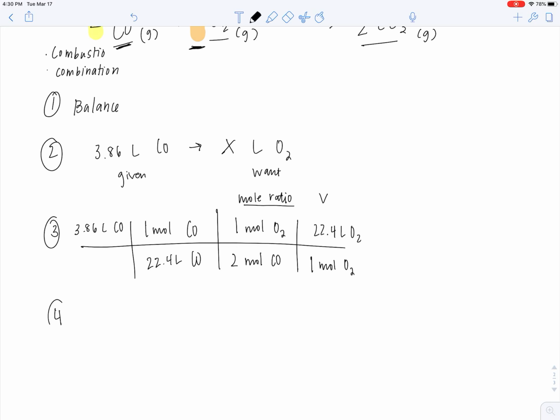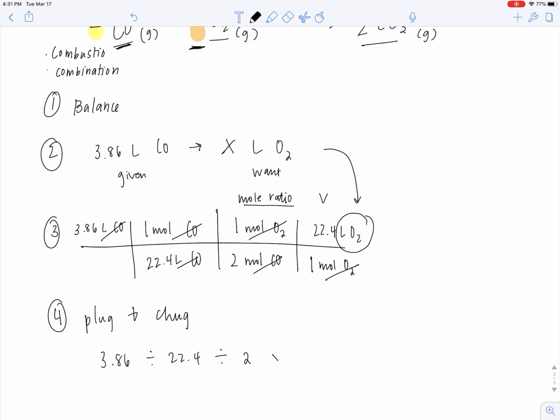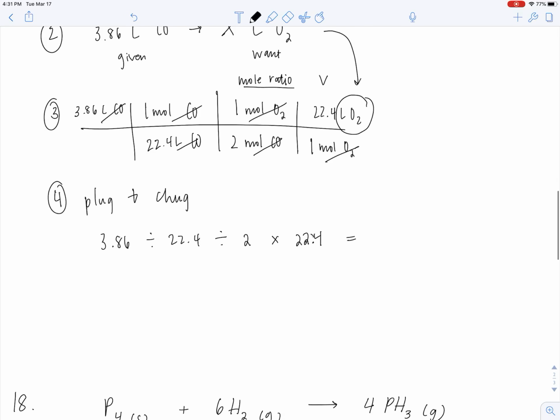Now step 4, first of all my units cancel. Everything cancels, right? I'm at the units I want. That's what I want. So I'm going to plug and chug. So 3.86 divided by 22.4 divided by 2 times 22.4. And what I get out is 1.93 liters. 1.93 liters of oxygen.